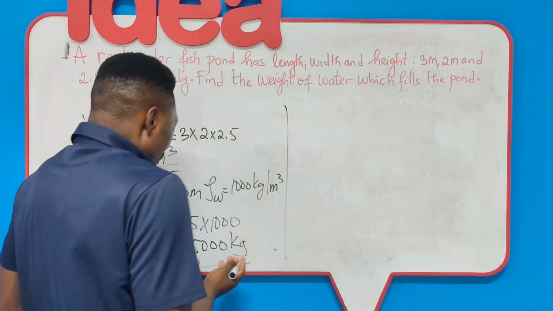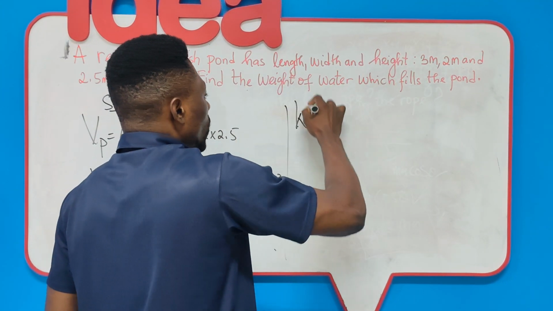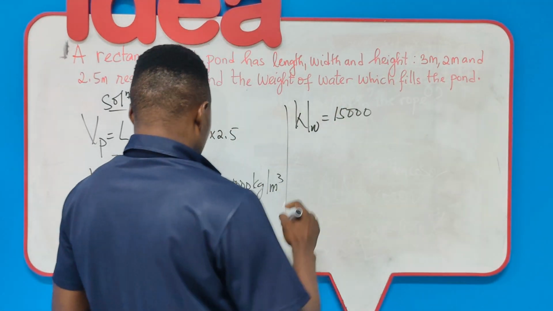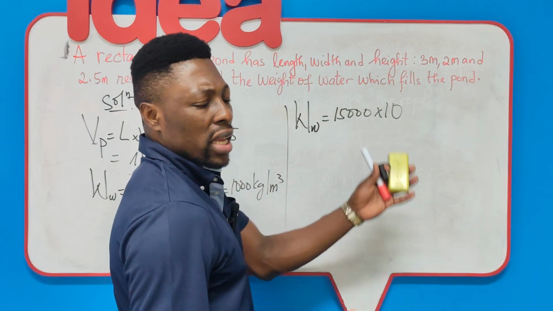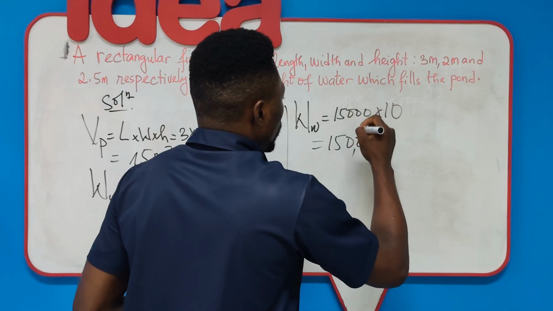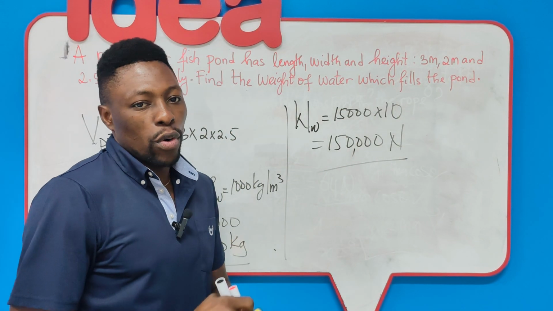Now, having had the mass, we can now find the weight of water which fills the pond. So the weight of that water will be 15,000 kilograms times acceleration due to gravity, which for simplicity's sake will be 10, and this gives us nothing else but 150,000 newtons, because weight is a force.